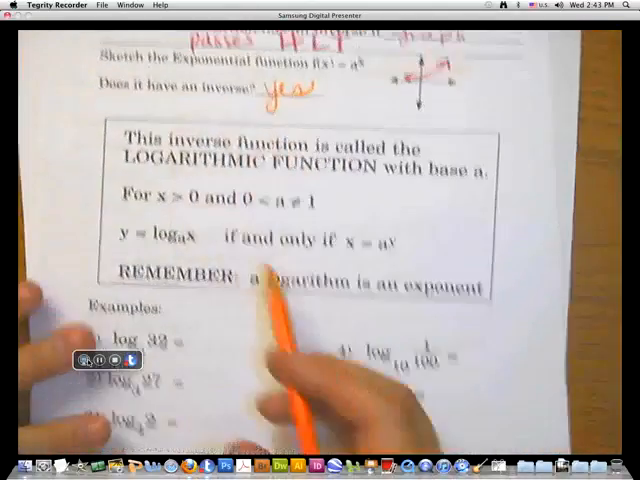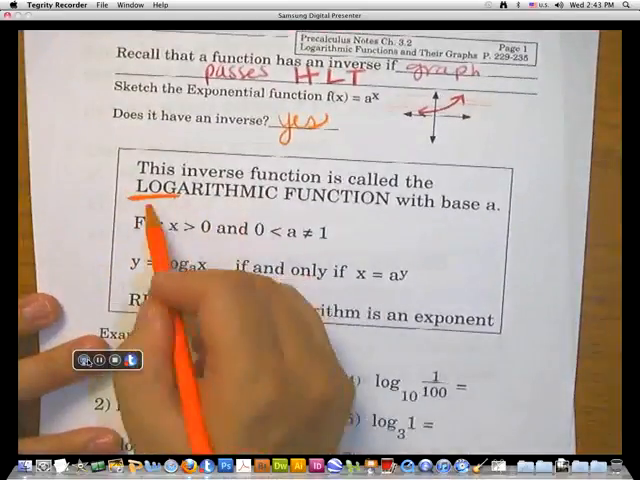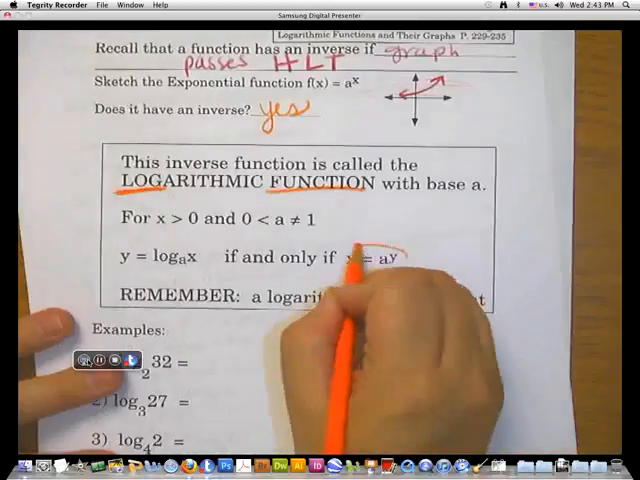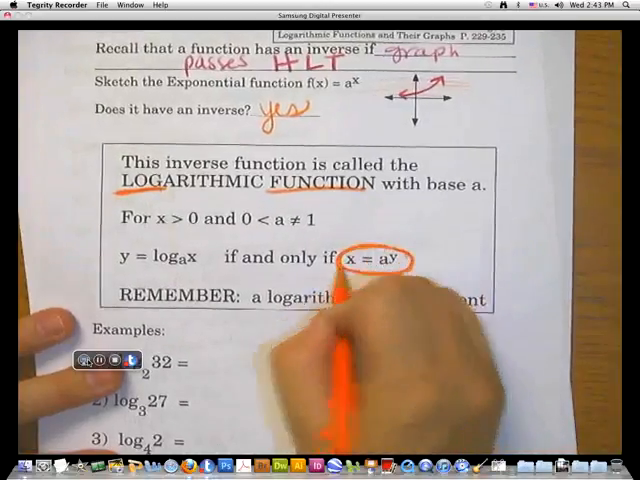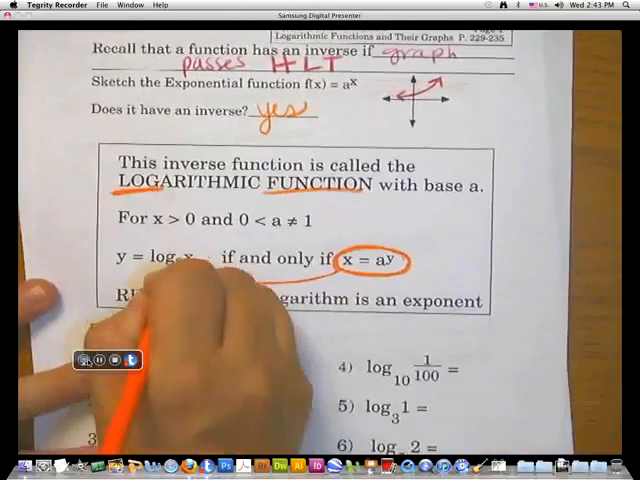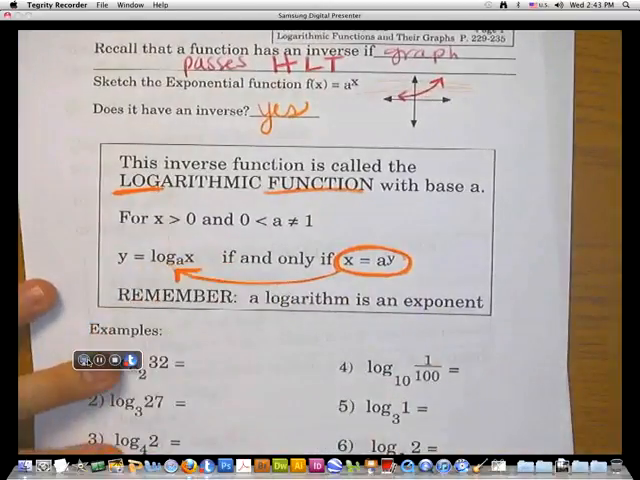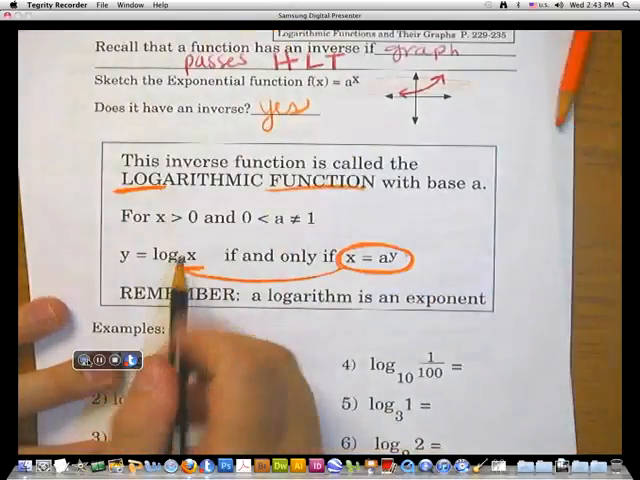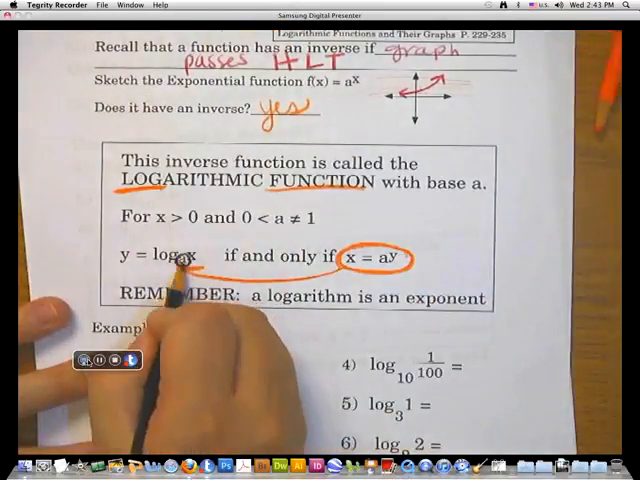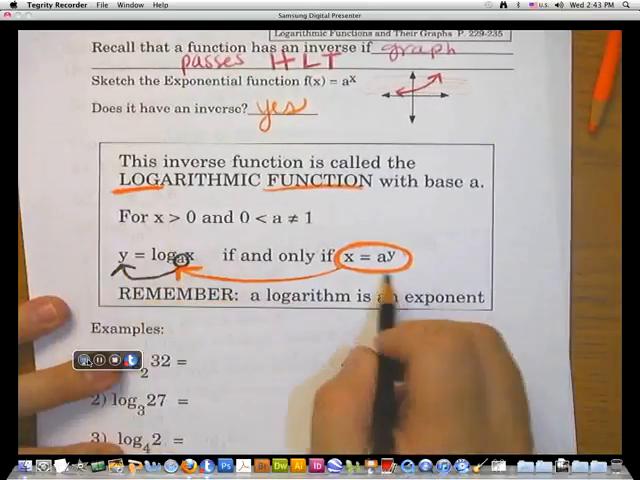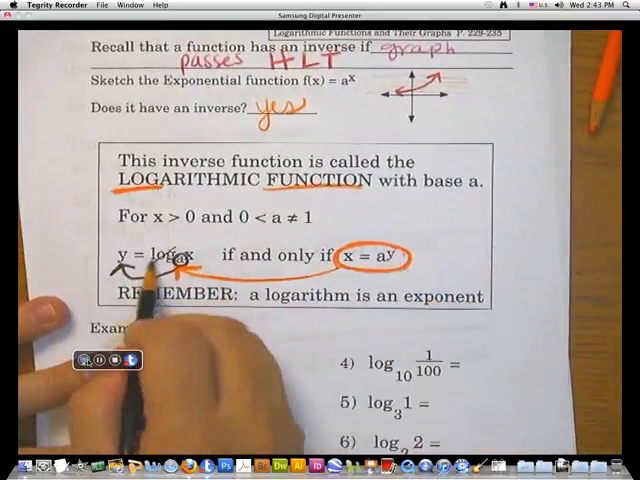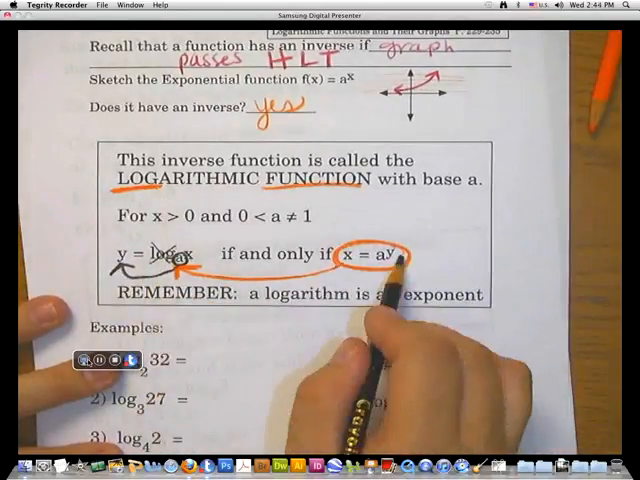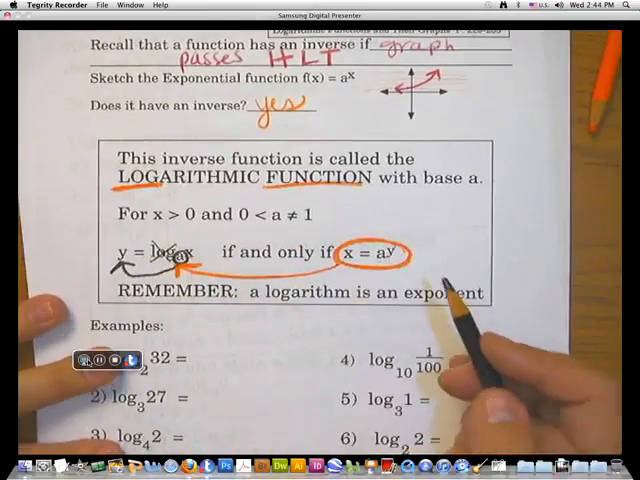The inverse is called a logarithmic, or log function. And what it says is if I have an exponential, I have a log. All right? And we talked about these last year in 3.4a. Basically it says whatever the base is, kicks up the other side. So a kicks up the y, and then the log word goes away, leaving the x. And that's how we switch from exponential form to logarithmic form.